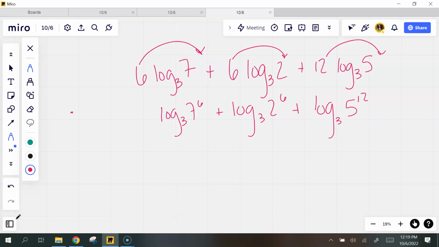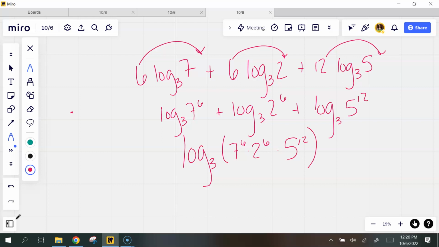And then you're left to right multiplying, okay? If you're subtracting here, you couldn't do more than 2 at a time. But because I'm adding, which means multiply, I can just do them all at one time. So log base 3, don't rewrite the log. When you condense, you should only have log one time. 7 to the 6th times 2 to the 6th times 5 to the 12th.